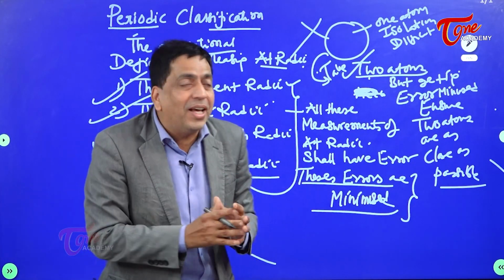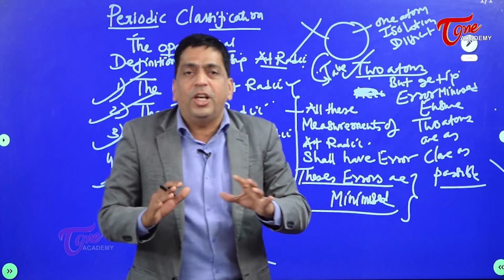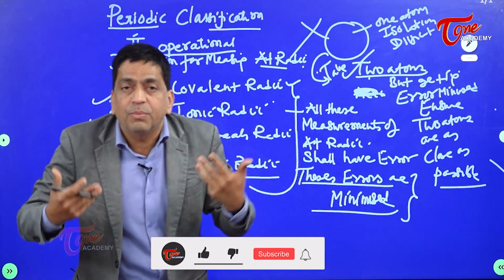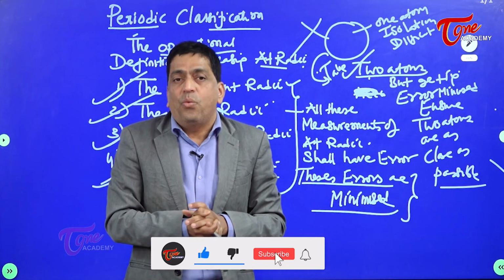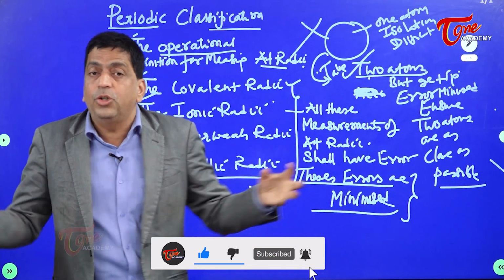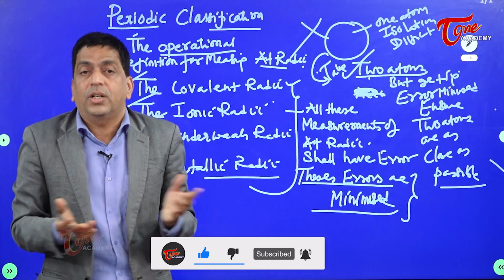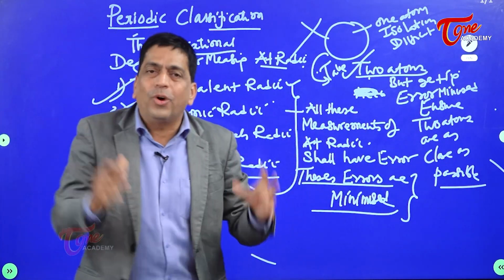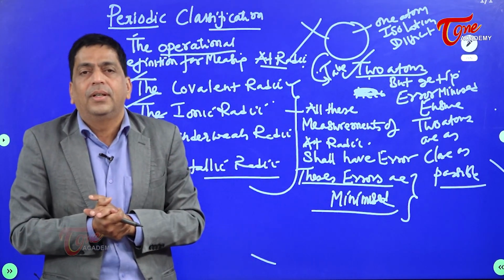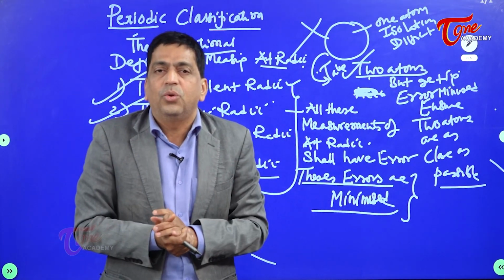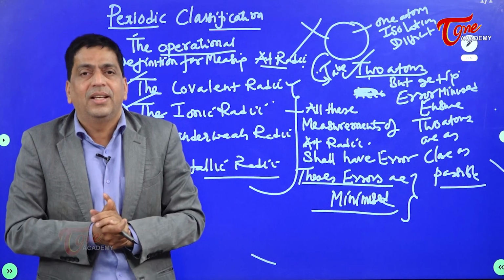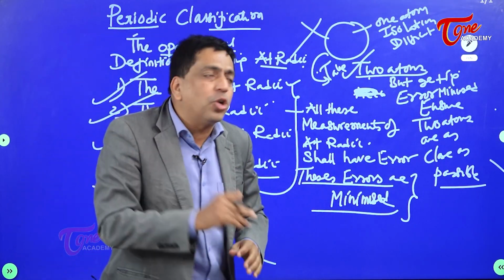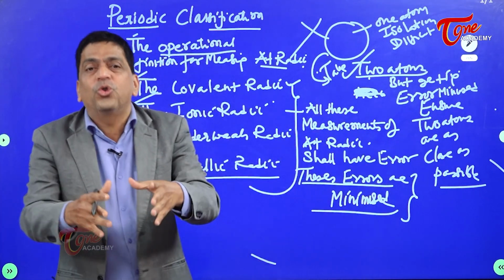Remember what I'm trying to tell. One atom isolation is difficult. So you have taken two atoms. When you have taken two atoms, error is induced, because atomic radii is something which is related to one atom, not two atoms. So once you take two atoms, error is induced. If error is induced, you can't help it. You have to live with it. You have to minimize it. For minimizing, I am ensuring that the atoms are very close to one another.